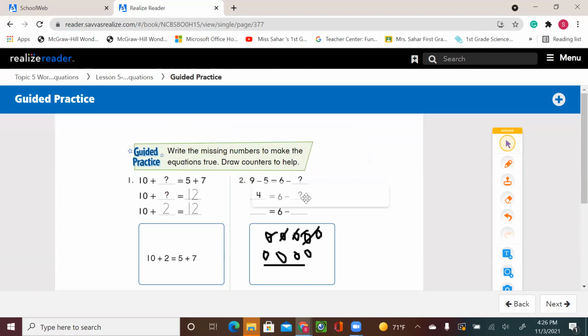That means 6 minus something. I'm looking for the number that, if I subtract it from 6, the answer will be 4. I know that 6 minus 2 equals 4. So the number I'm looking for is 2. Let's write this down. First, I'm going to write 4 because that's the difference I'm looking for. And now I know 6 take away what gives me 4? 6 take away 2.